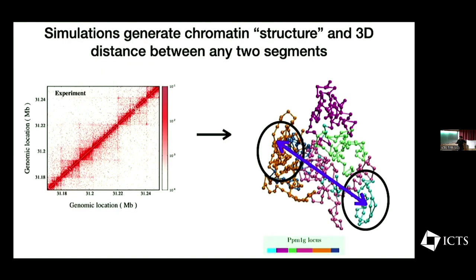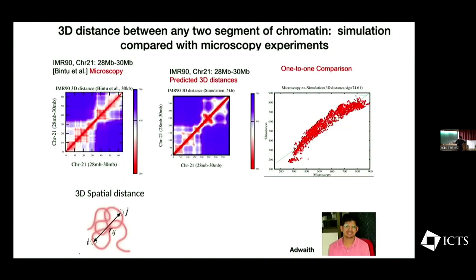Now, one can ask the question, once we have these configurations where each bead is a nucleosome or a 200 base pair region, what is the distance between any two regions? So you can take a region here and a region here and ask, what is the average distance between them? Because you have a large number of configurations, there will be a distribution and an average.